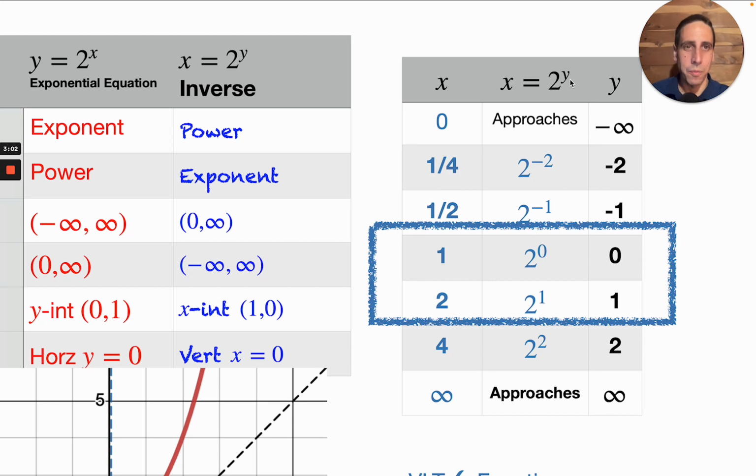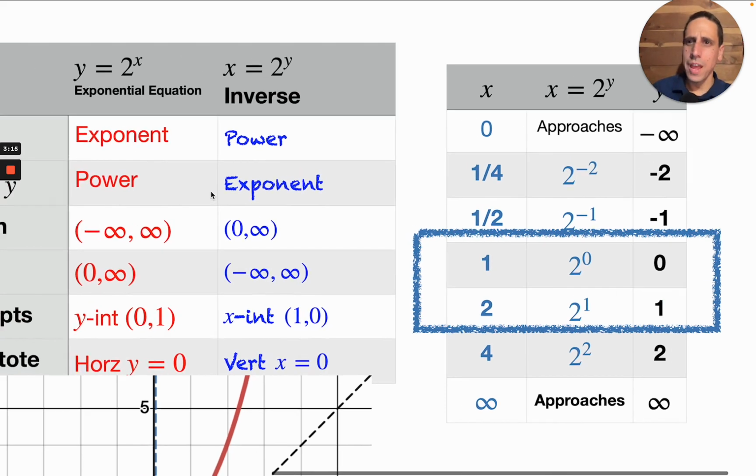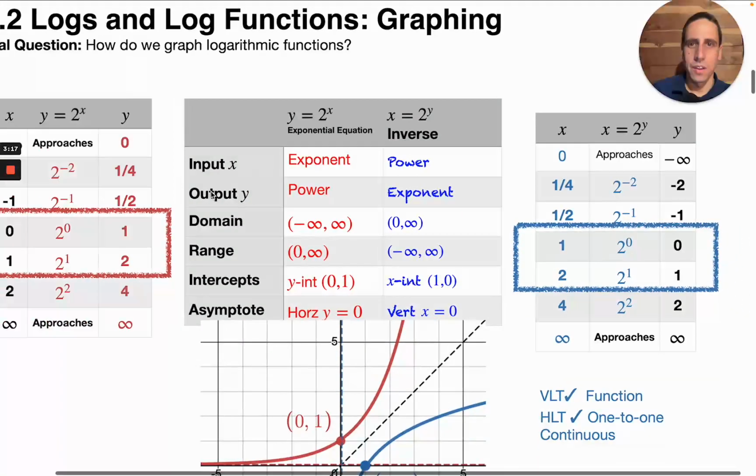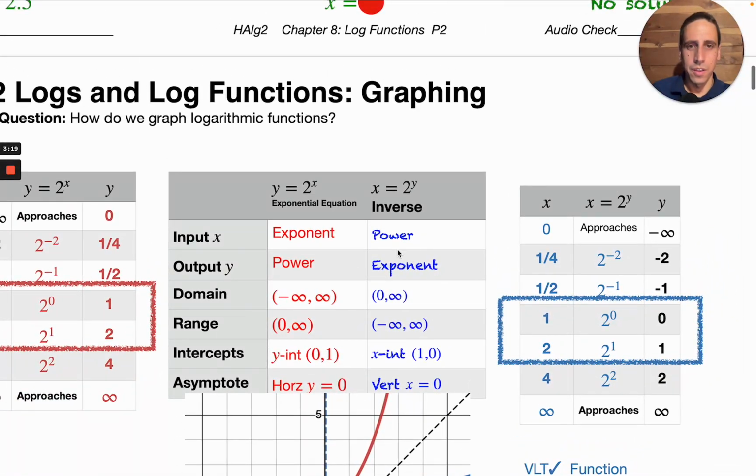And we can back calculate the x values. When the exponent is 2, 2 squared is 4. When the exponent is 1, 2 to the first is 2. 2 to the 0 is 1, and so forth. These are all the same numbers. They're just now in the x column instead of the y column. But the input is now a power: the x value is now a power, and the output is an exponent.